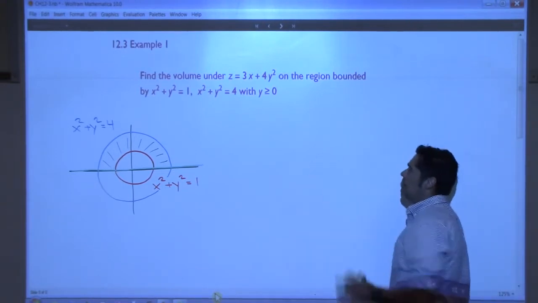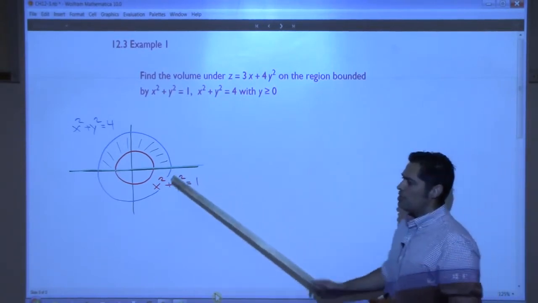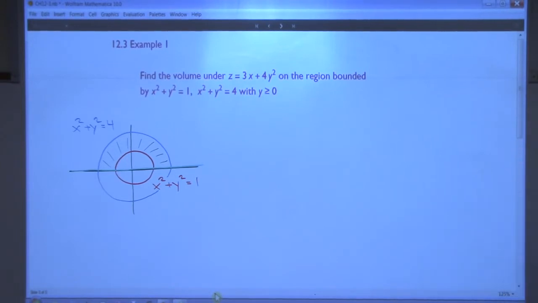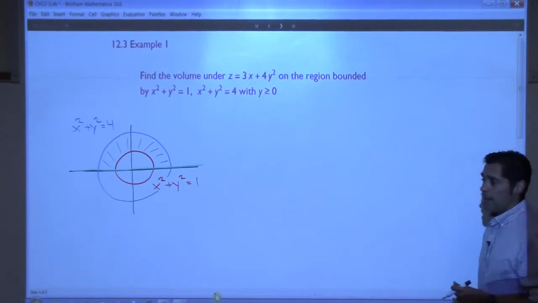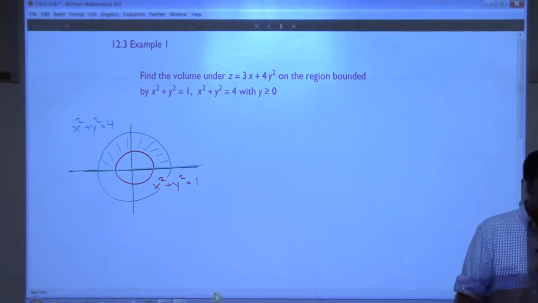Now let me ask you something. This problem has said nothing about polar coordinates, has it? I could have given you this problem last class. Could you do this problem using what we've done? Does that fall into one of the categories of a type 1 region or a type 2 region?